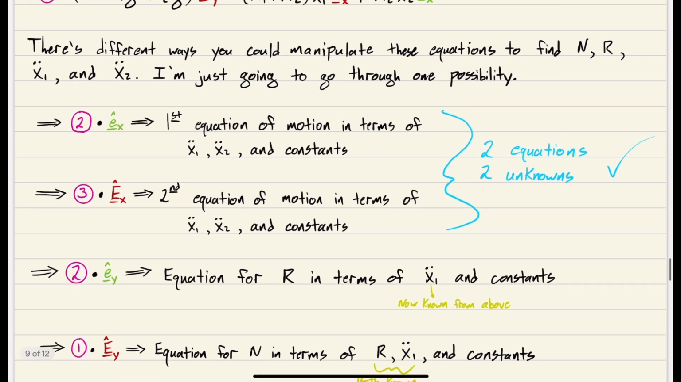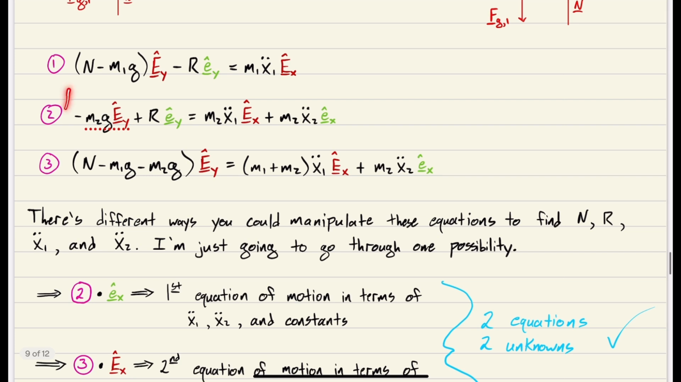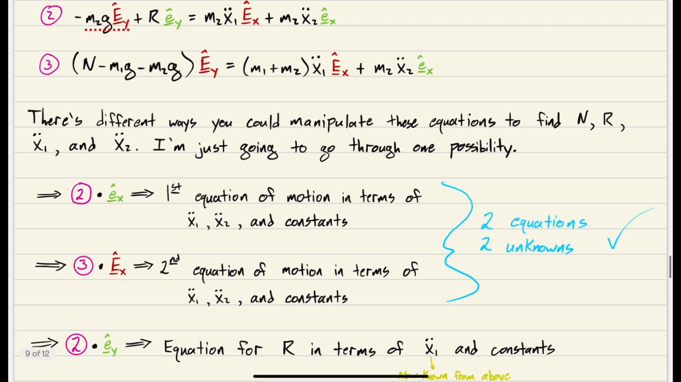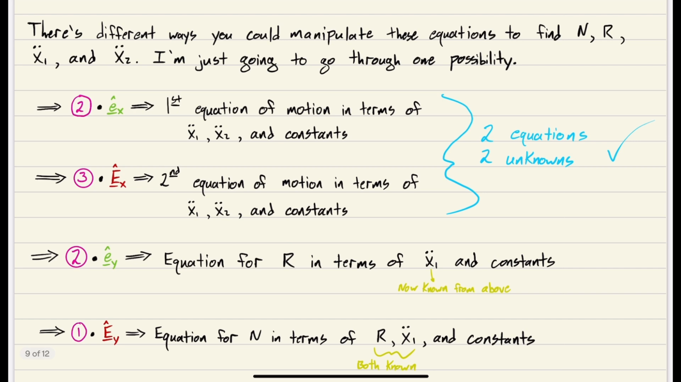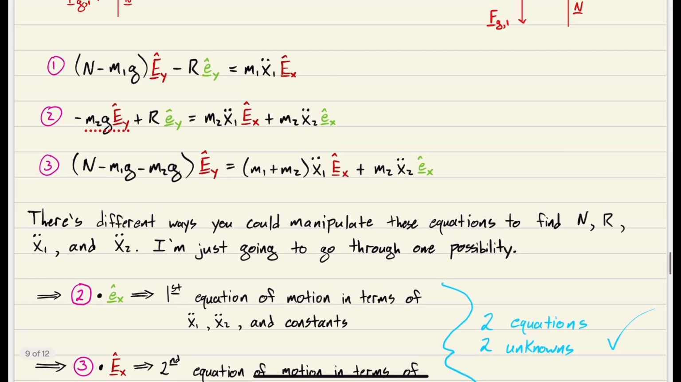And then with that known, if I go back to equation 2 and dot it with green EY, I'm left with an equation for R in terms of constants and x1 double dot and x2 double dot, which we already have equations for. Those are already known now. So now I know R also. And then finally, if I go back to equation 1 and dot this with red EY, now I have an equation for N in terms of R, some constants, and x1 double dot. R is now known, x1 double dot is now known, now I have an expression for N.